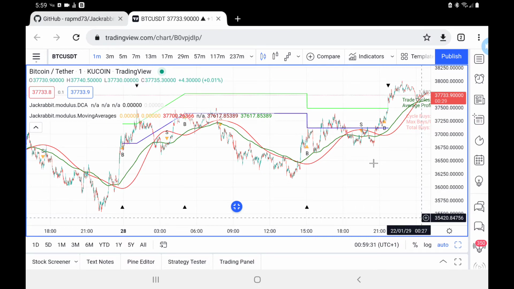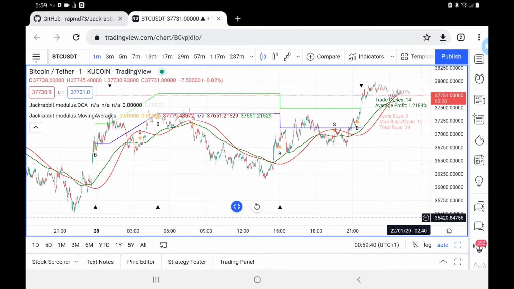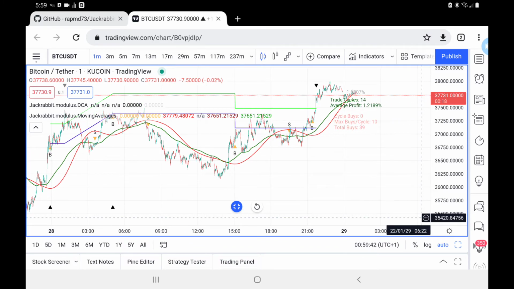And that's it. We're back to the dead one that TradingView wouldn't let me finish. So let's go over these again. 14 and 1.2.